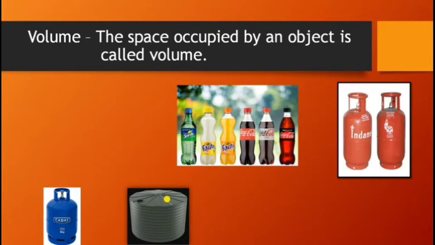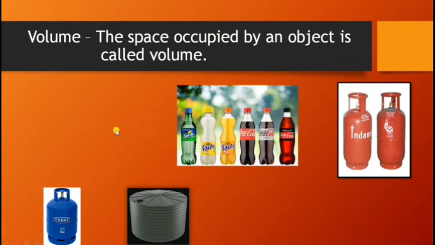You have seen some of the sweet boxes, some of the water tanks, and so on. Before we see some examples, let us look at what volume is. The space occupied by an object is called volume. In simple terms, volume is nothing but the space occupied by an object. You can see various objects covering different amounts of space. As per the size, they will have different volume. Small objects, small volume, bigger objects, bigger volume.